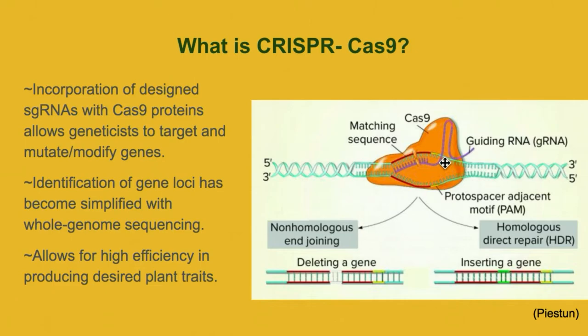Once the cut has been made, you can either delete a gene by allowing the cell to reform the DNA by non-homologous end joining, where two compatible ends will come together, or you can introduce a new section of DNA where the cell will use that section to repair the cut site. So it's extremely accurate. You can guide the endonuclease to make mutations at very specific sites, and this has been used for a number of modifications in agriculture.